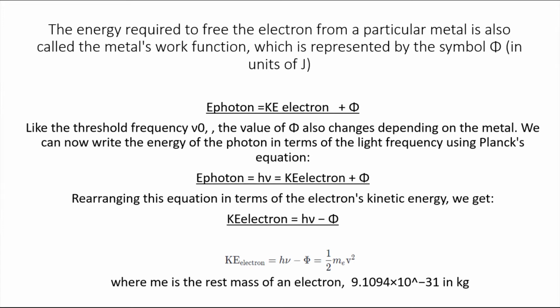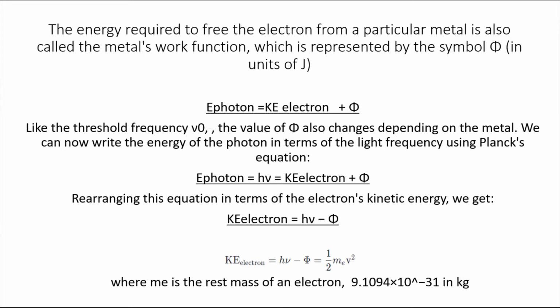We can write the energy of the photon in terms of light frequency using Planck's equation. The energy of the photon is equal to hv, which equals the kinetic energy of the electron plus the work function. Transposing this equation in terms of the electron's kinetic energy, we get kinetic energy equals hv minus the work function. We can see that the kinetic energy of the photoelectron increases linearly with frequency as long as the photon energy is greater than the work function.